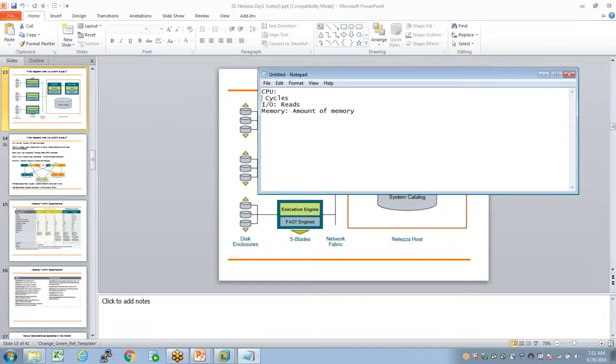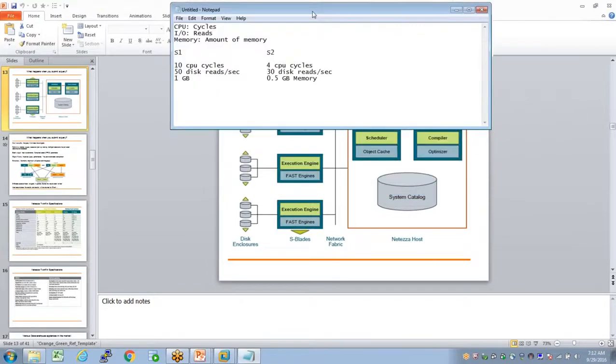Now I might have snippet 1 and snippet 2. I say that for every second give this one 10 CPU cycles, and for every second give this one only 4 CPU cycles. And give this one 50 disk reads per second, and this one only 30 disk reads. So allocate 1 GB memory to this one and 0.5 GB memory to this one. These are the instructions from the scheduler.